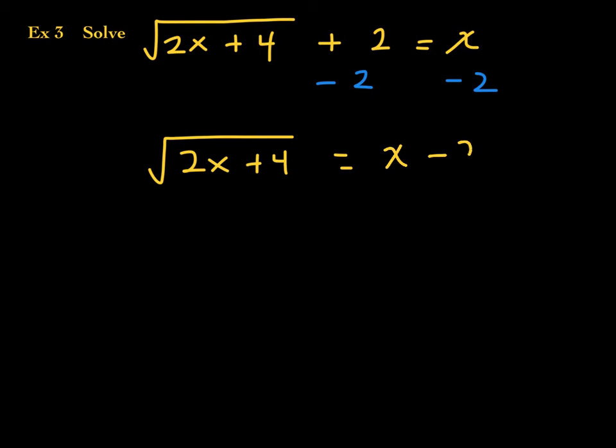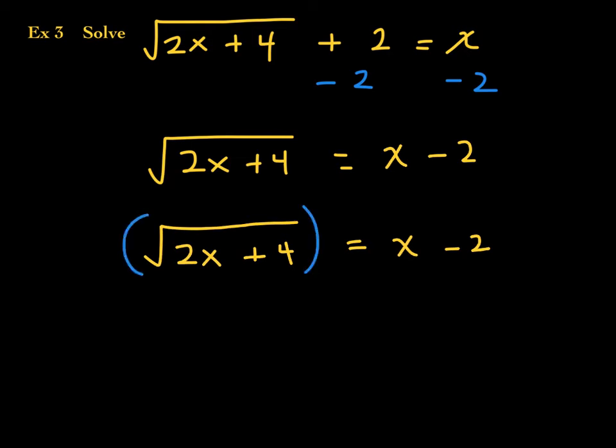Okay? Now the next step is to raise both sides to the power of the index. Now, the index here is 2. Again, for most of these, it's going to be 2. Let's square both sides. Now, you're going to have to be very careful about squaring the right-hand side. You must use parentheses here. What you do not want to do, let me show you.